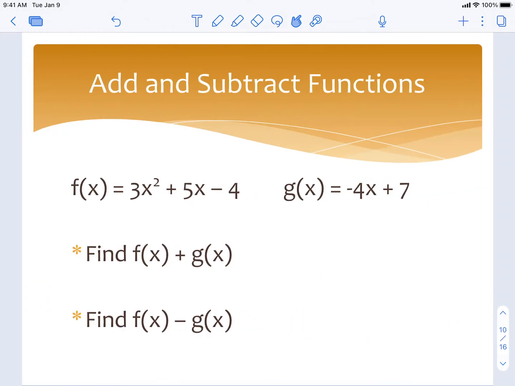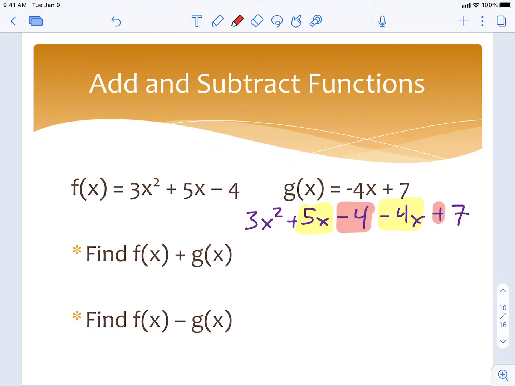All right, adding and subtracting functions. Now, we're doing these with polynomials. It's just combining like terms, right? So for the first one, adding them, 3x squared plus 5x minus 4 plus a -4x, so I'm not changing the signs of anything. I'm just combining like terms, right? So which ones match? I've got x's that can combine. I also have just plain old numbers that can combine. And then I've got the x squared all by itself.